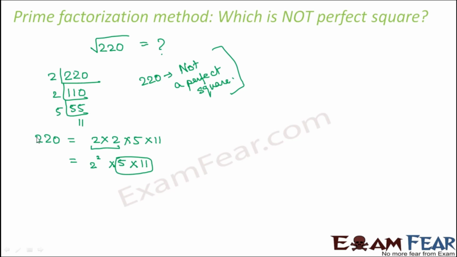Another option is you multiply 220. So there are two options. Option 1 is divide 220 by 5 into 11. If you divide 220 by 5 into 11, what will happen? This 5 into 11 will vanish and you will be left with 4, which is a perfect square.